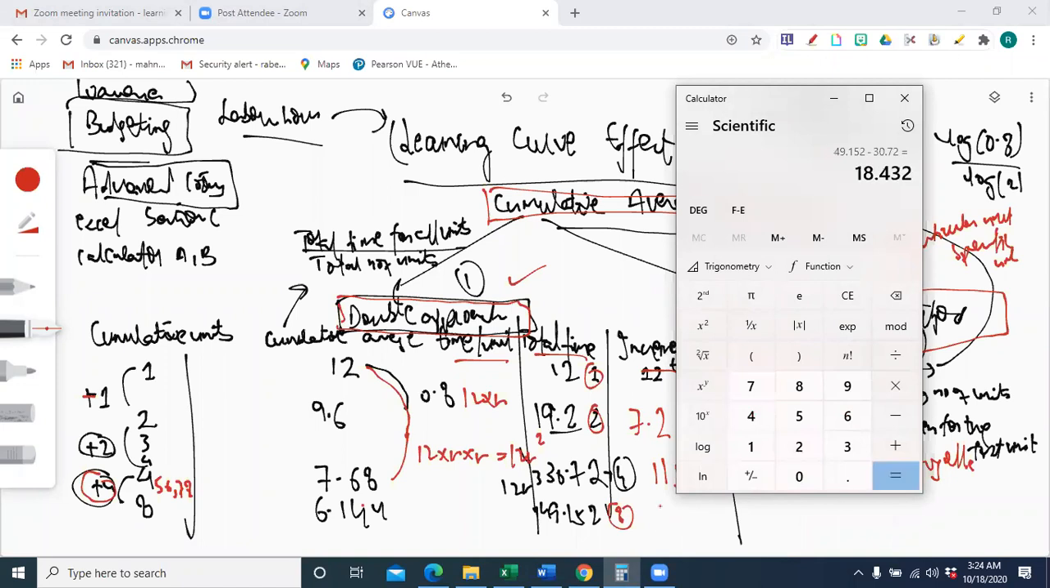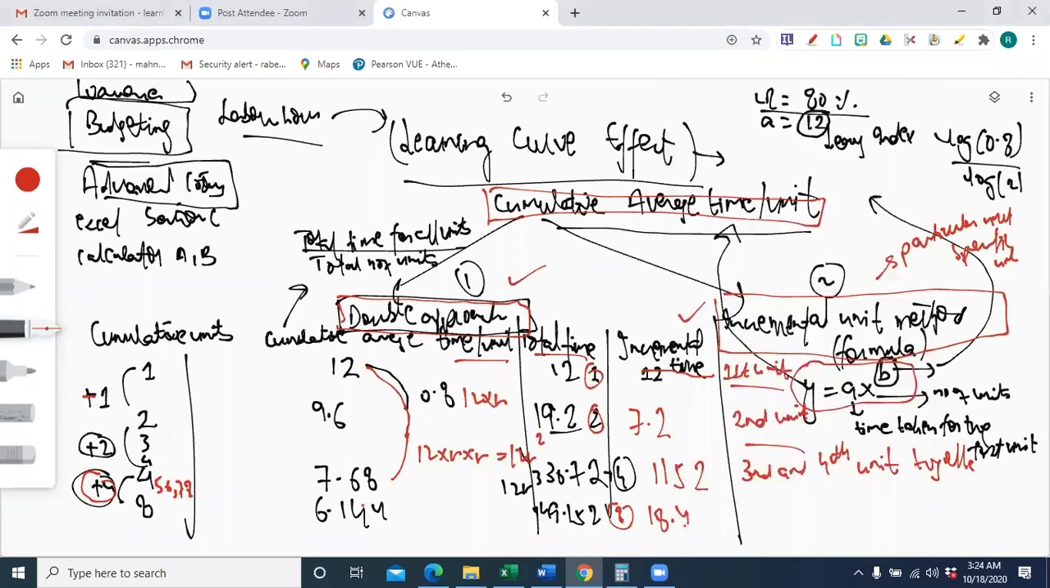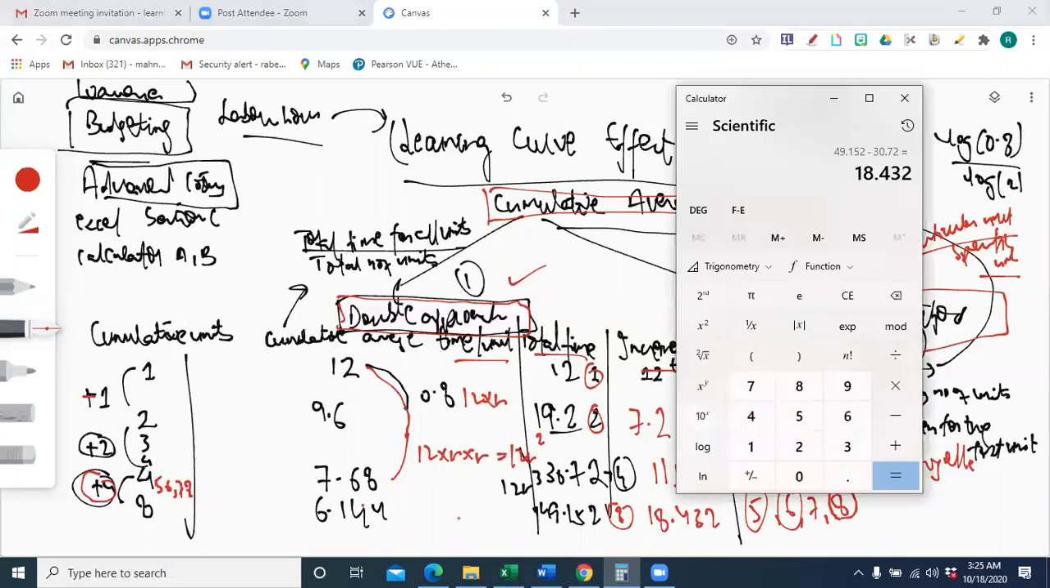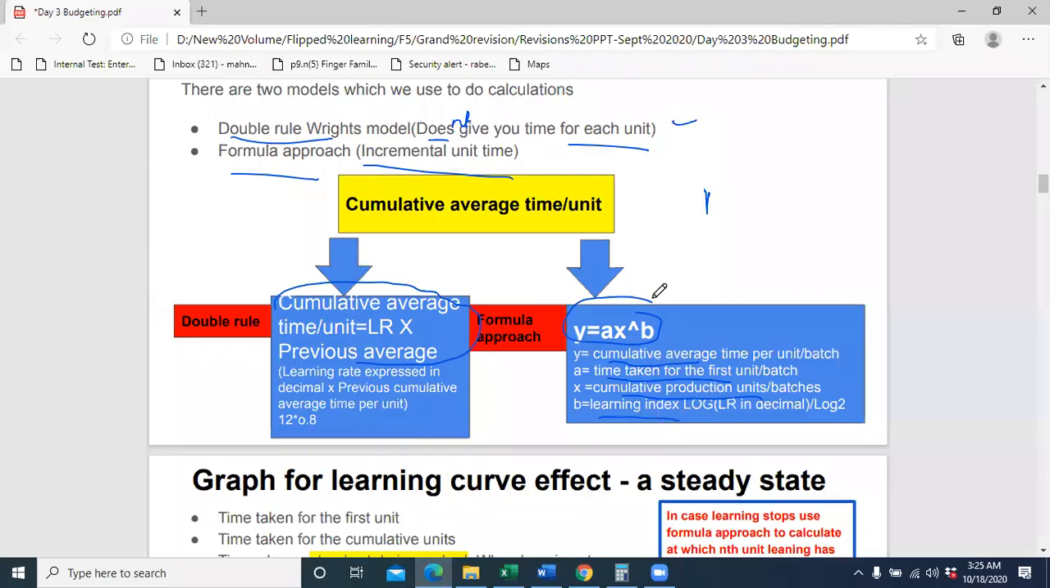You're actually going to get 18.432. This is the time taken for the 5th, 6th, 7th, and 8th units. So again, you're not getting the time for any particular unit by using the double approach. For example, if a question asked you for the time taken for the 8th unit, 6th unit, 5th unit, 3rd unit, or 4th unit, you cannot really calculate that with the help of the double approach. You need to use the formula approach in that case.